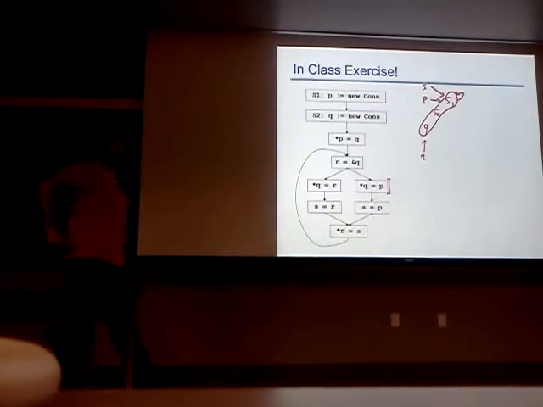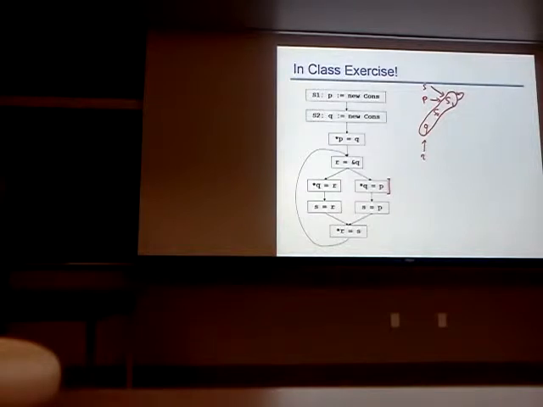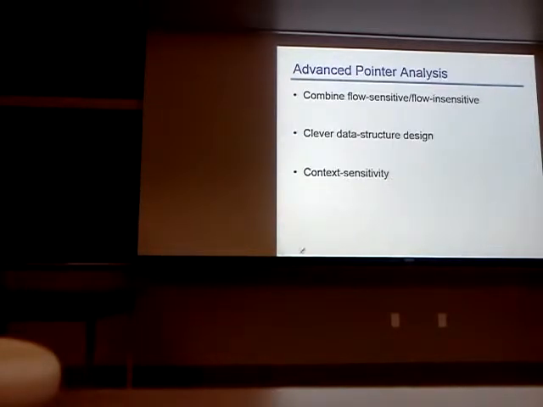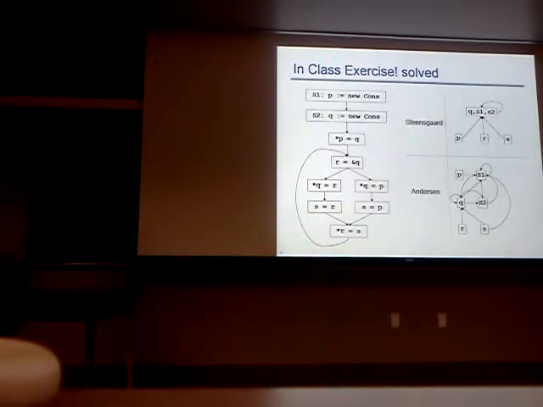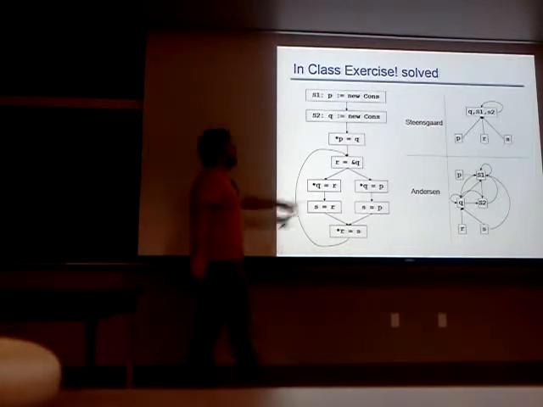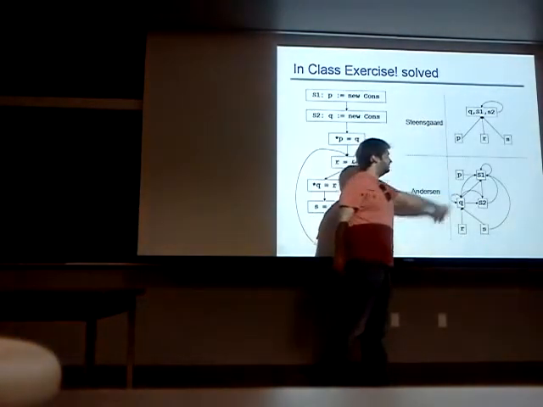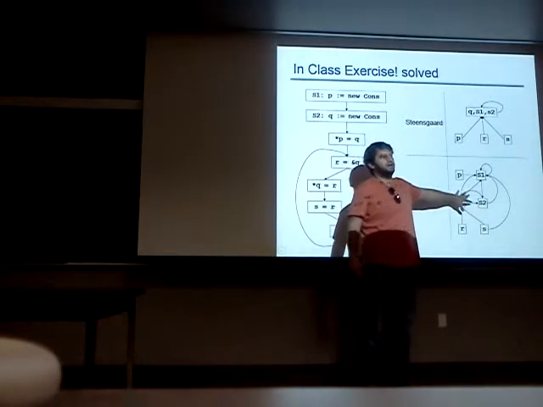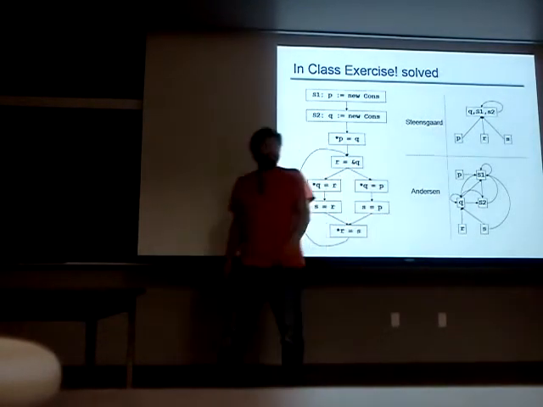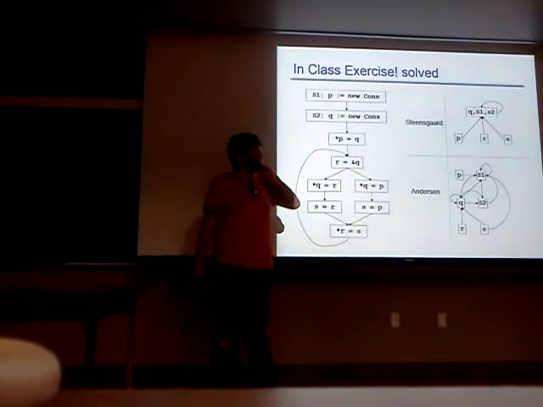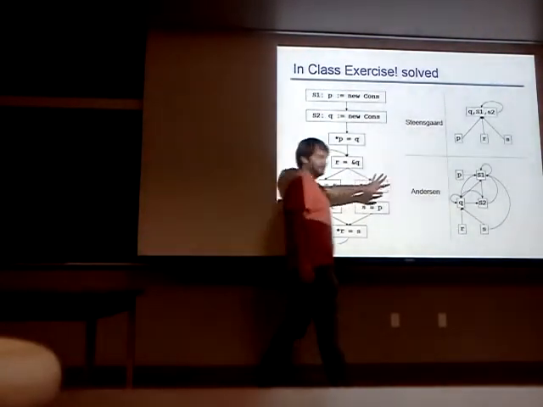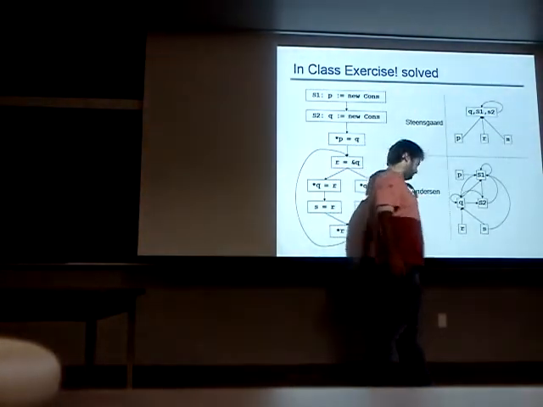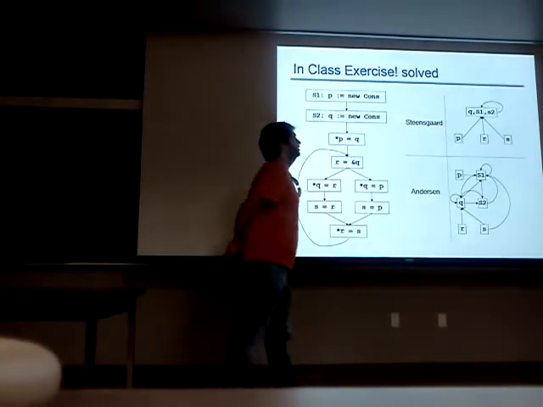Okay, so that's what we get with Steensgaard, and this is what Anderson gave us. Notice how Anderson was able to keep everything separate. We get much more detailed information about the pointer relations. In Steensgaard, in some sense, the structure is much simpler, but you lose a whole bunch of information.